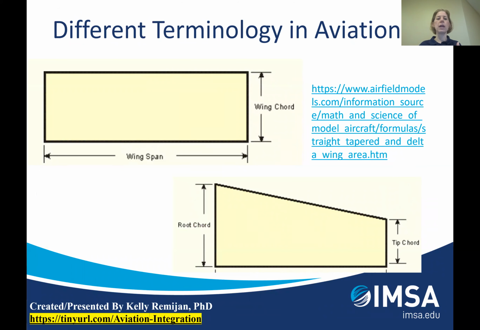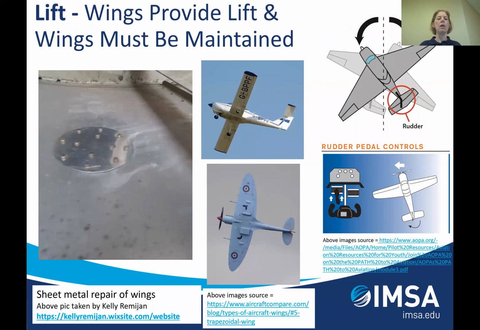Being able to incorporate not only finding area, but using the different terms such as wingspan, wing chord, root chord, or tip chord when you're having students do these types of problems involving area. In order to maintain, you can talk about aviation mechanics, how they repair wings, and how sheet metal is a huge component within their career field. In addition, you could talk about the different types of controls within the aircraft that pilots use to move their aircraft to be able to produce that lift.